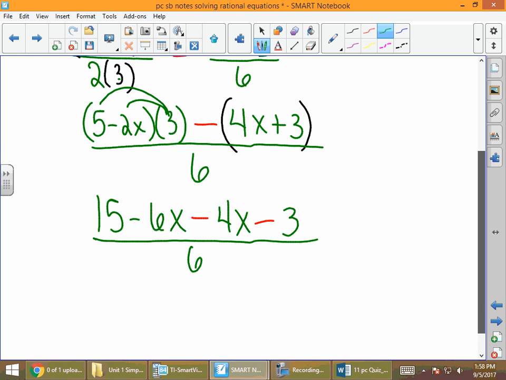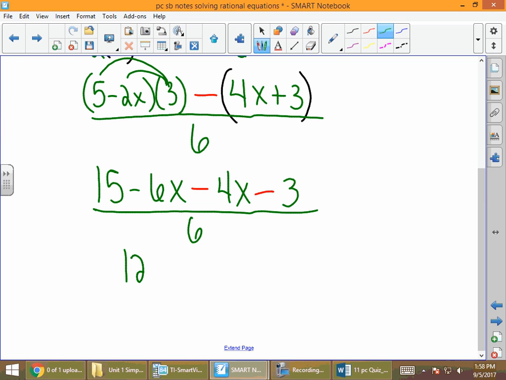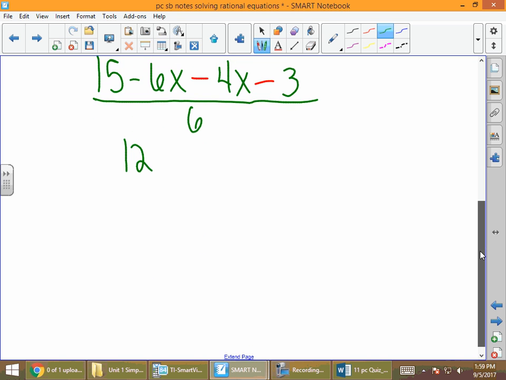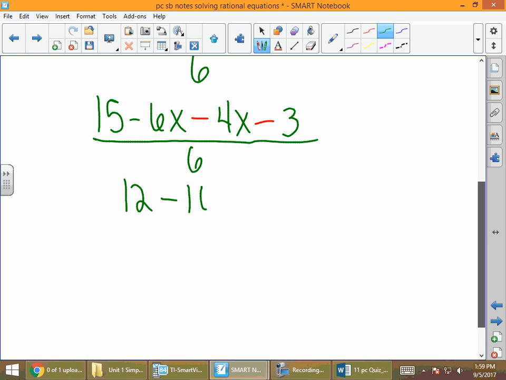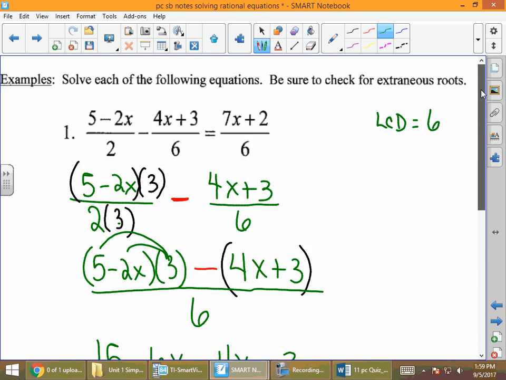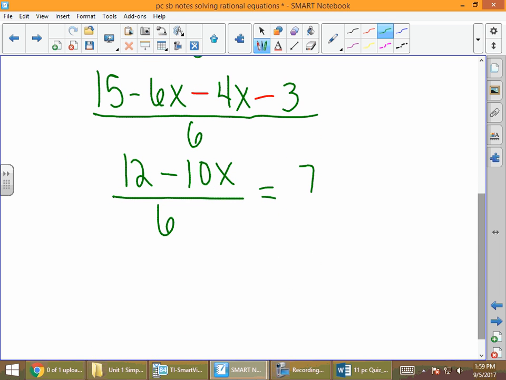And then when we combine like terms, 15 minus 3 is 12. Minus 6x minus 4x is minus 10x, divided by 6. That's the left side of the equation when we subtract it. But we still have this right side of the equation. It's 7x plus 2 over 6.